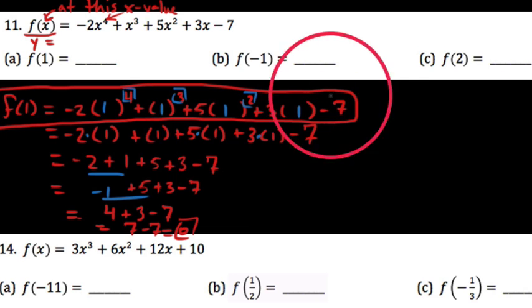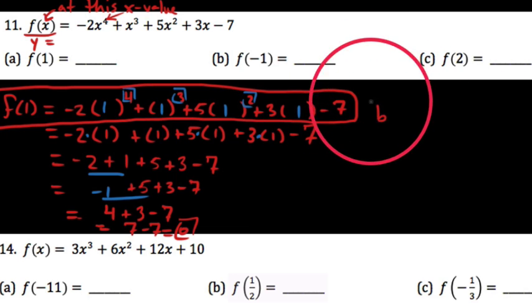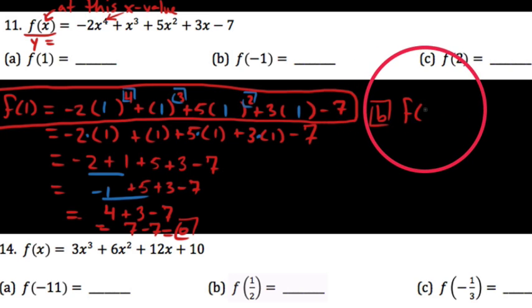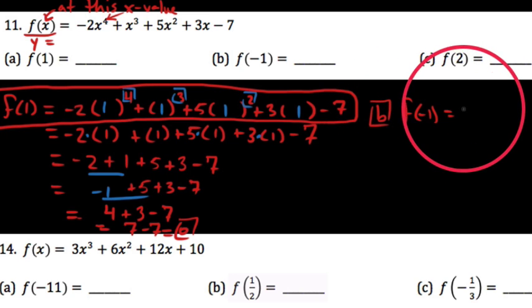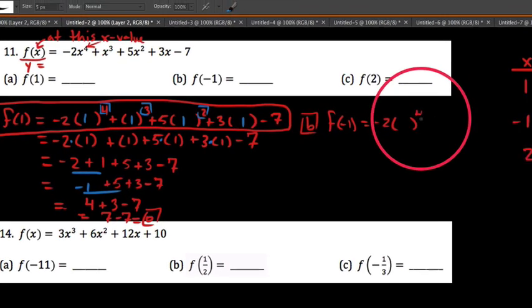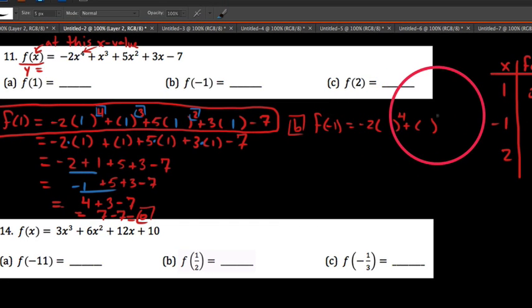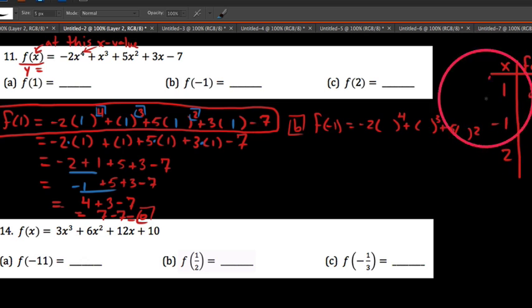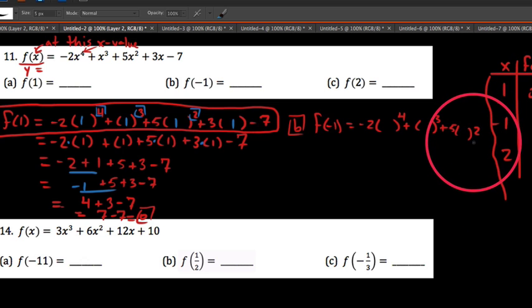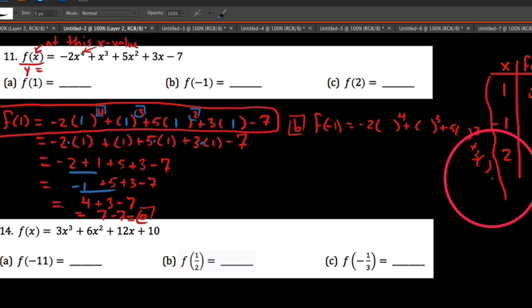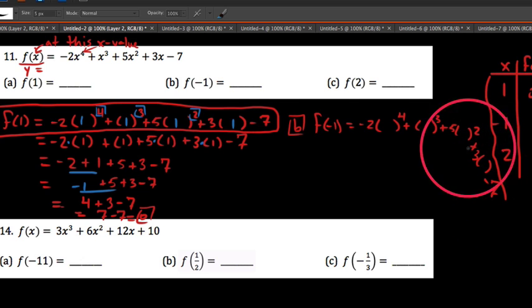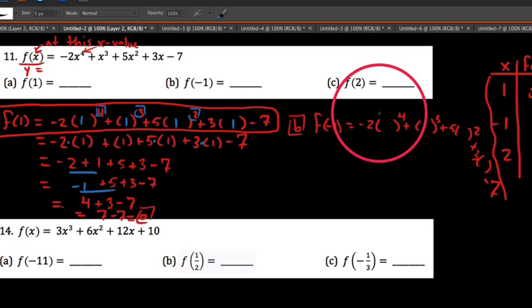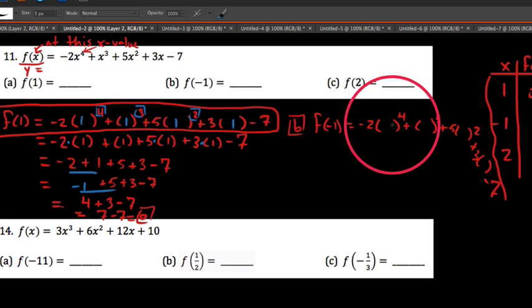Now the neat thing about this is, for letter B here, we still have to write out what we're doing here. We say we want to find f of negative 1. So what we're getting is negative 2 blank to the 4th plus blank to the third plus 5 blank to the second. Plus 3 times a blank minus 7. I hope you don't mind my slant expression here. But basically, we're going to plug in a negative 1 everywhere we see this.